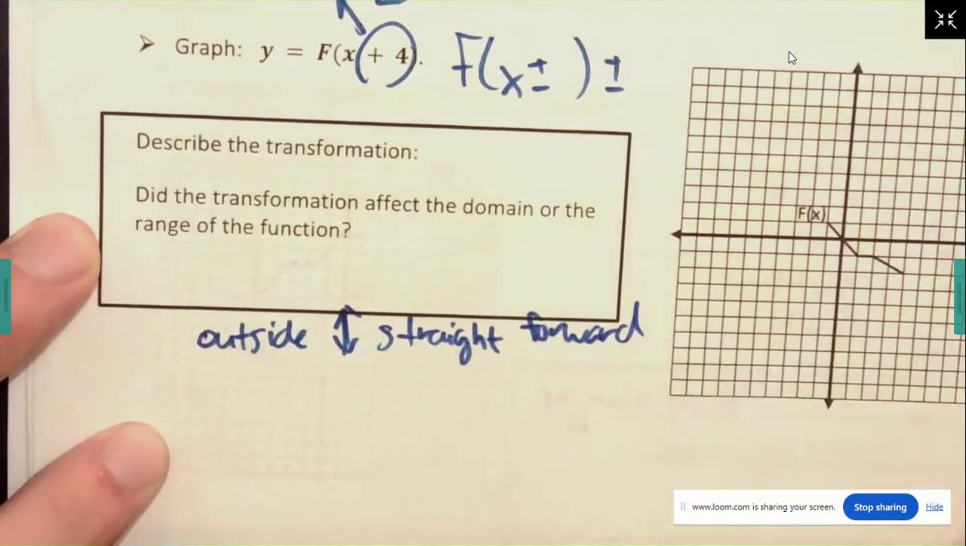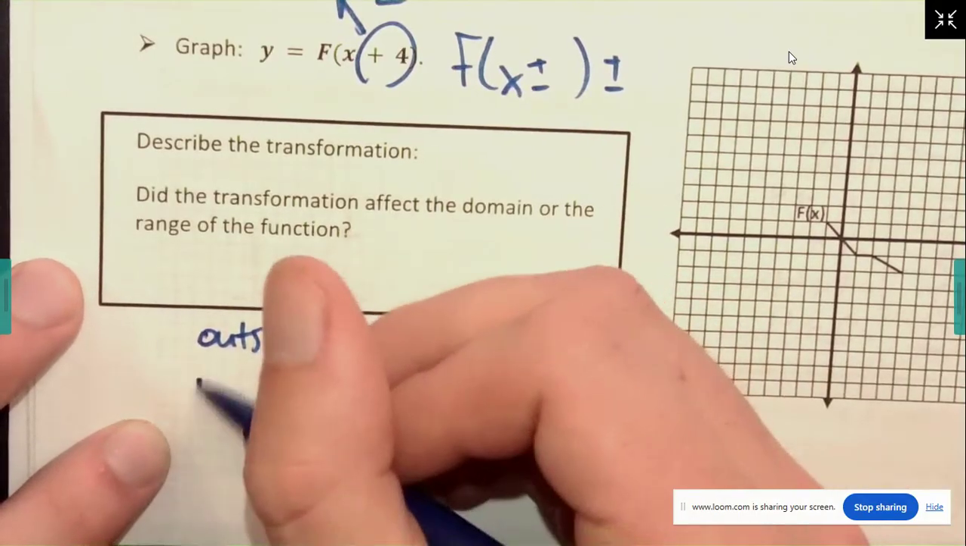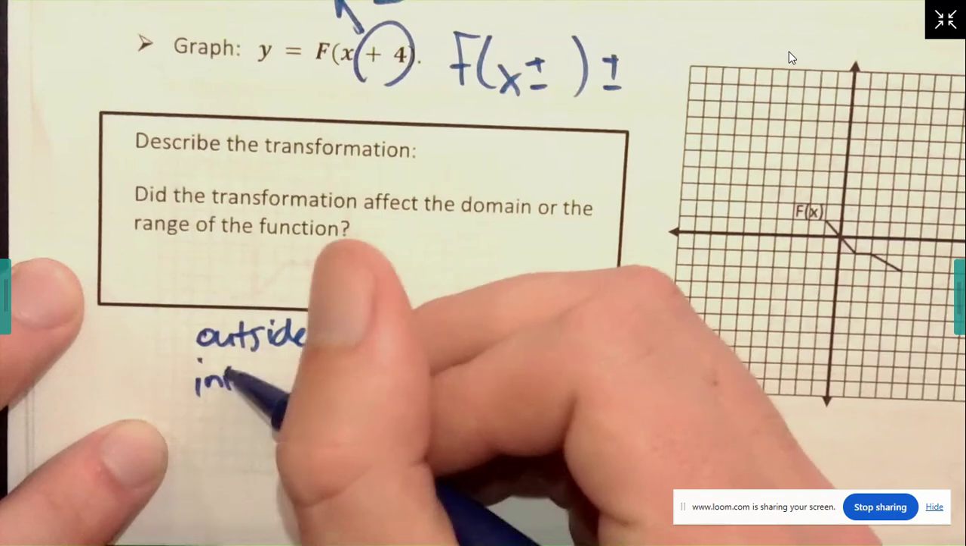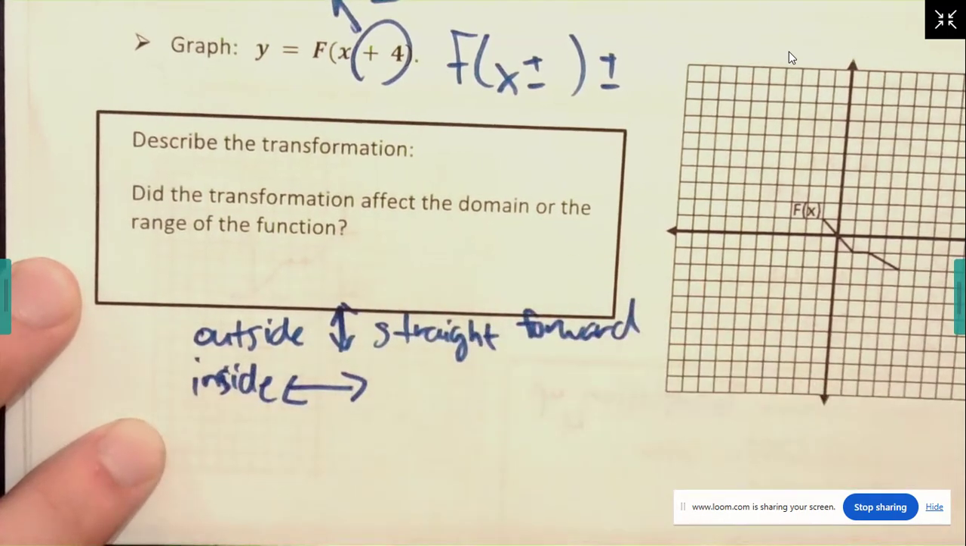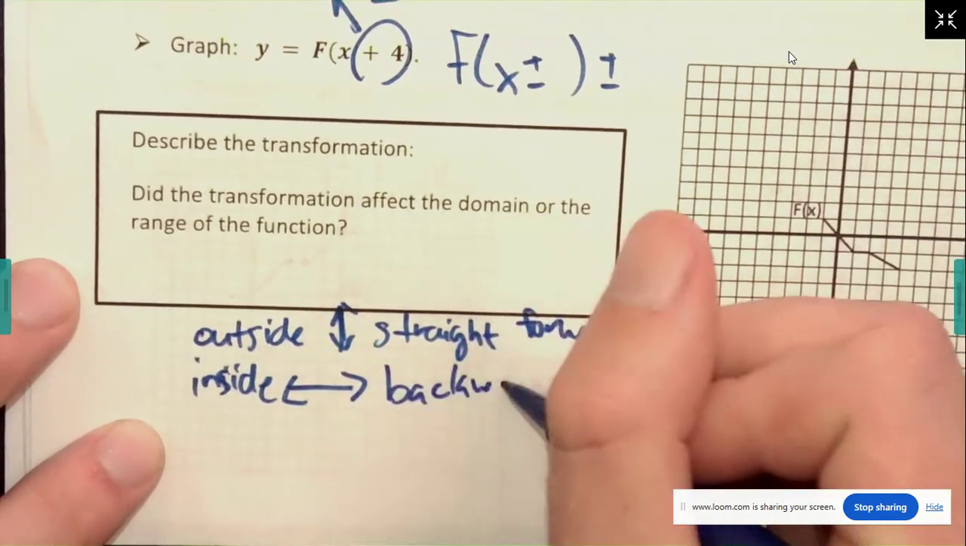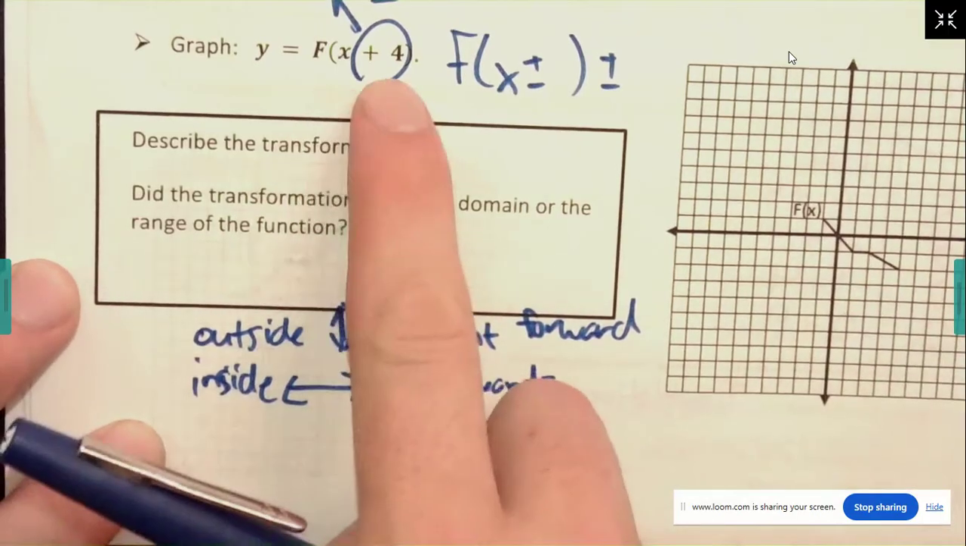So plus 3 moves up 3, minus 3 moves me down 3. Okay. Inside those parentheses, we're saying it is going to move me left and right, but it's going to be completely backwards of what you would think, right? Normally, you would think, oh, I have x plus 4. Well, I'm going to move it to the right 4. But it's going to be backwards.